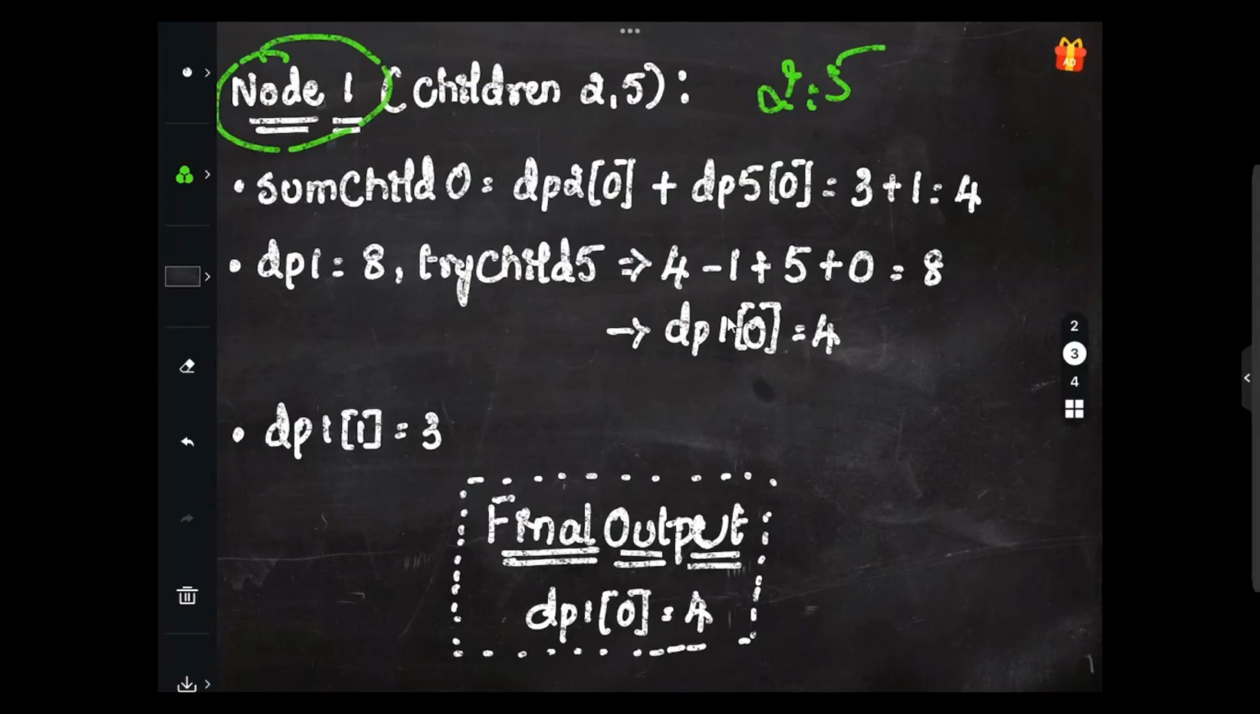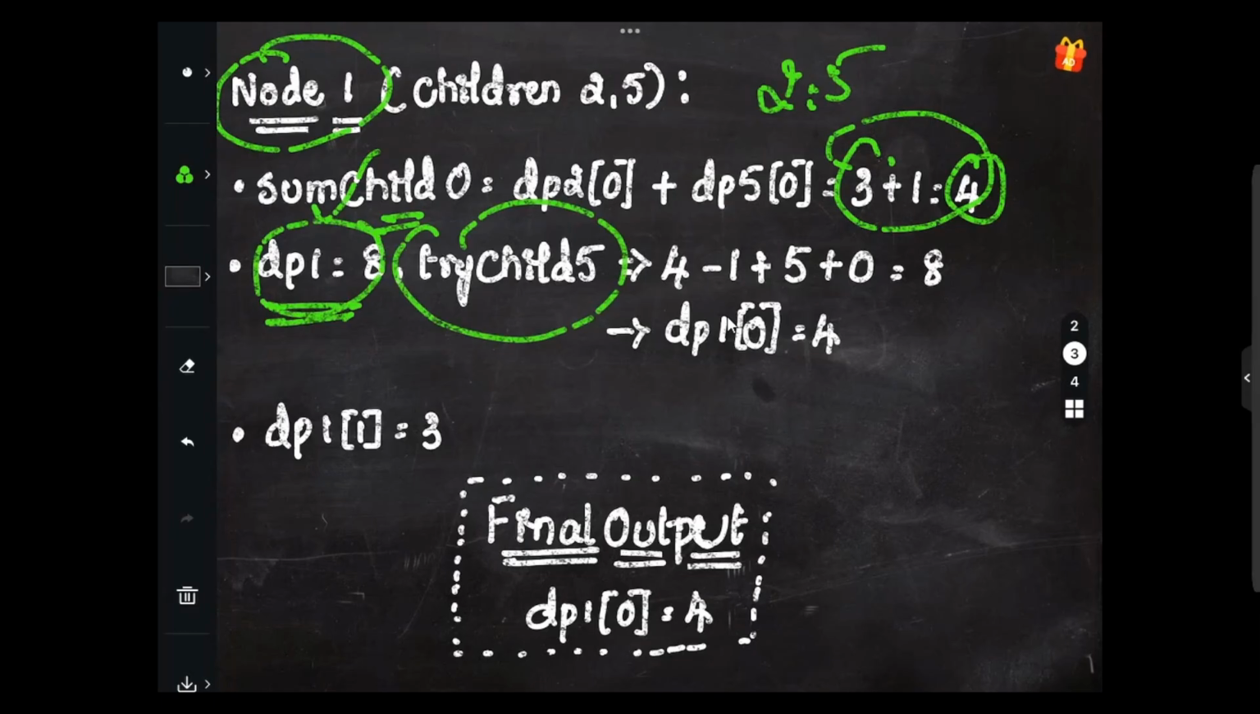For node 1 we'll be considering the children 2 comma 5. So we'll be going with the variable some child 0, right? So this one will be dp2 of 0 plus dp5 of 0, nothing but 3 plus 1. So here in this case we have to get the output 4. For dp1 we'll be going with the 8 and we'll be going with the child 5, nothing but 4 minus 1 plus 5 plus 0. So this value will get 8, right?